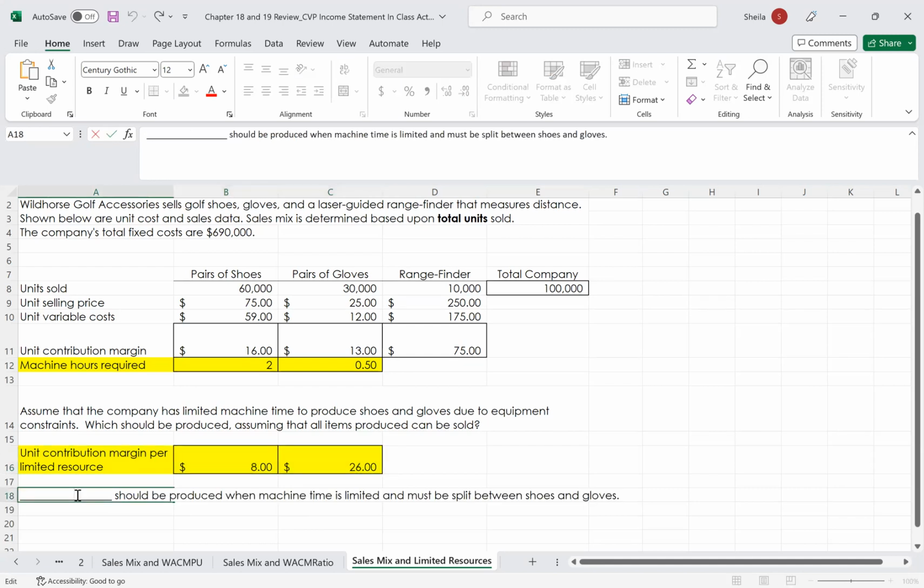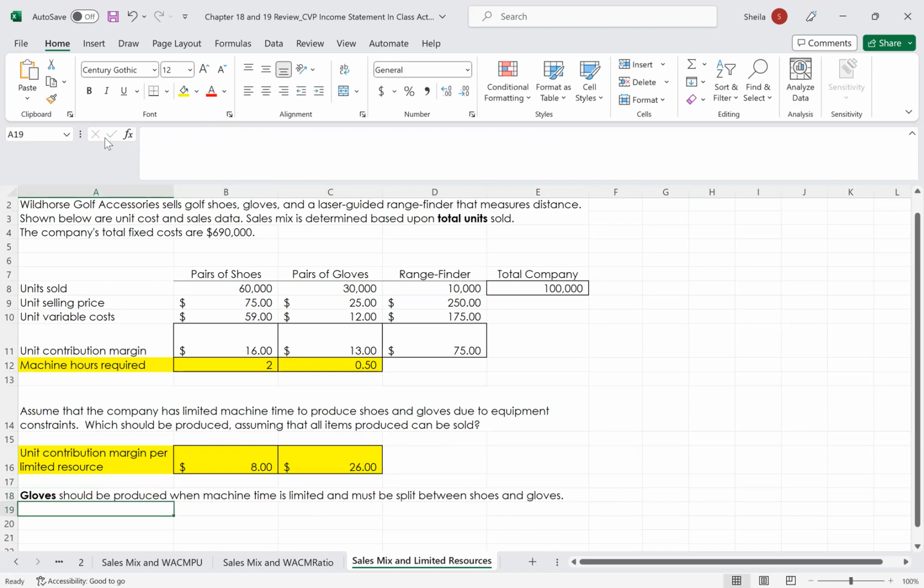So if we're faced with limited resource constraints, we need to evaluate the contribution margin per limited resource. So the question is, which one of these should be produced when the machine time is limited? That's the gloves, and those should be produced. Now, I will say, this assumes that we can sell all gloves we produce. And with that, that's kind of the wrap up of the calculations of chapter 19.